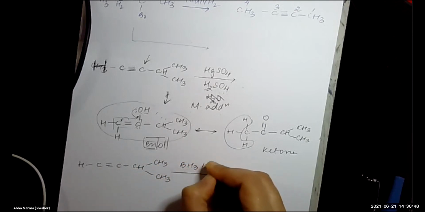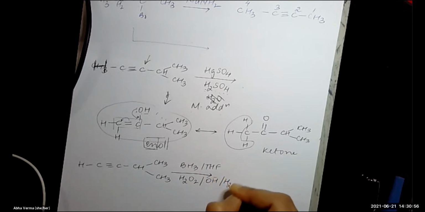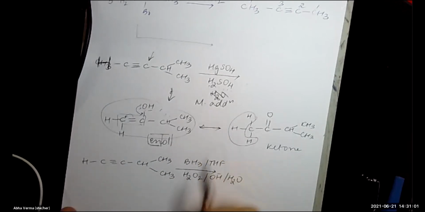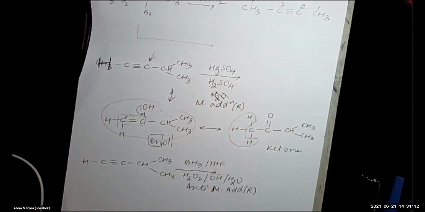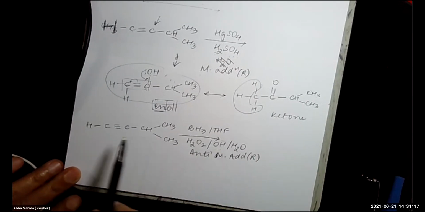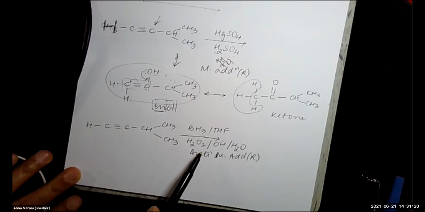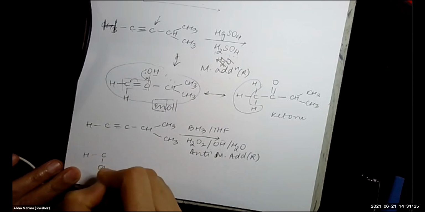Same as we used for our anti-Markovnikov addition with alkenes. So instead of doing a Markovnikov addition, I will now get an anti-Markovnikov addition. So that is the regiochemistry. I was getting a ketone here. Where is my incoming OH going to go? To the less substituted or the more substituted? Anti-Markovnikov, OH will go to the less substituted.